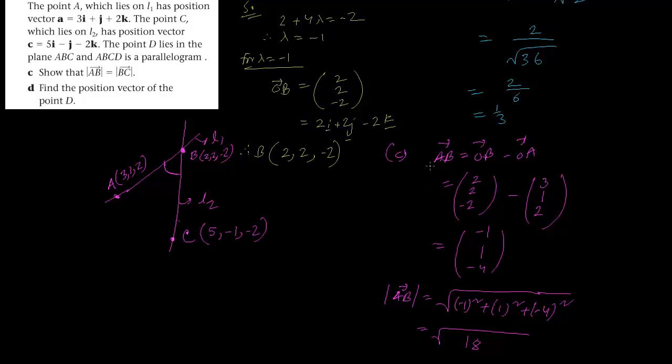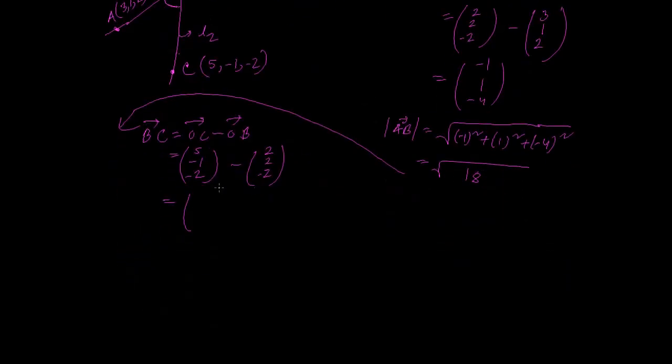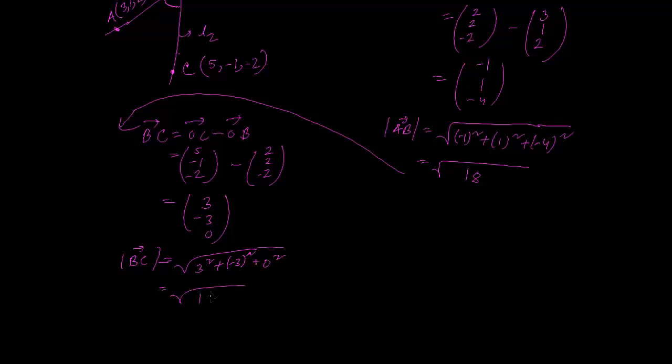And after that we have to find BC. So BC is going to be OC minus OB. OC is given, it is (5, -1, -2), and OB we already found, (2, 2, -2). This turns out to be 5 minus 2 is 3, -1 minus 2 is -3, -2 minus -2 is 0. So the modulus of BC would be the square root of 3 squared plus (-3) squared plus 0 squared. This would be 9 plus 9, 18.